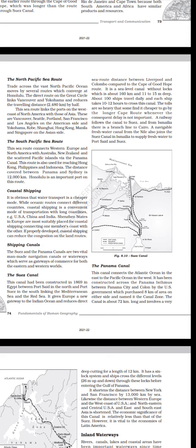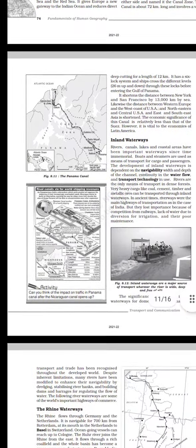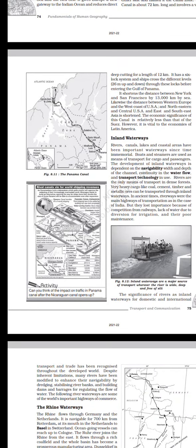Suez Canal. The Panama Canal. This canal connects the Atlantic Ocean in the east to the Pacific Ocean in the west. It has been constructed across the Panama Isthmus between Panama City and Colon by the US government, which purchased 8 kilometers of area on either side and named it the Canal Zone. The canal is about 72 kilometers long and involves a very deep cutting for a length of 12 kilometers. It has a 6 lock system and ships cross the different levels 26 meters up and down through these locks before entering the Gulf of Panama. Take a look at figure 8.11, the Panama Canal.